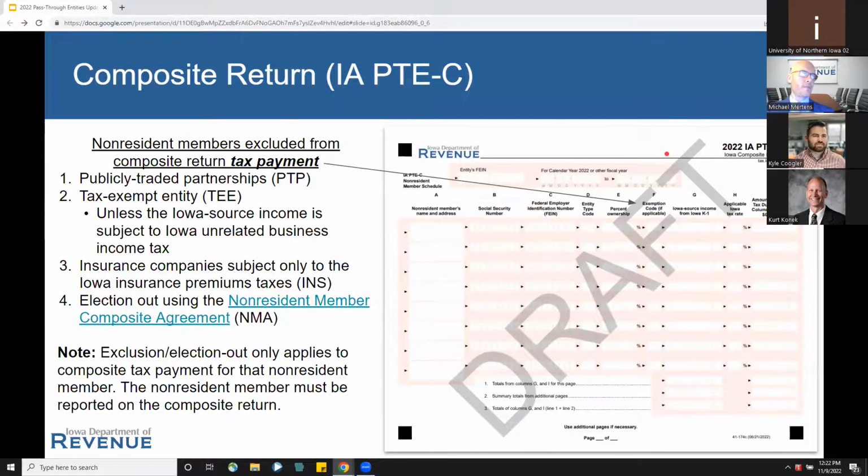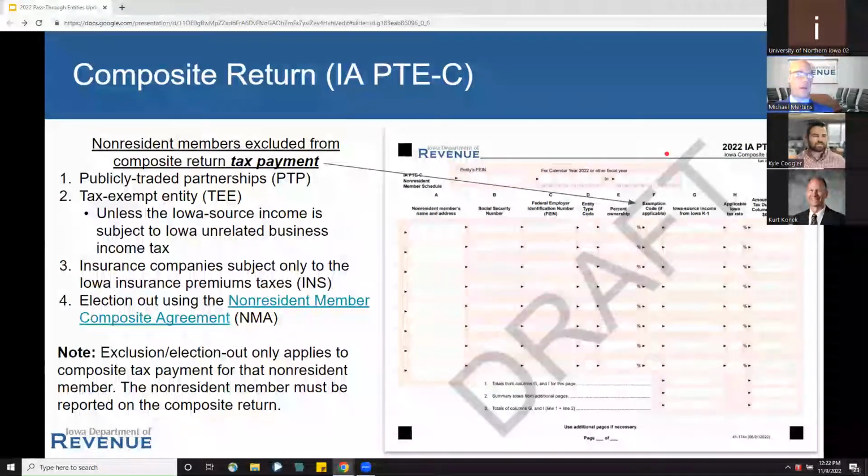So publicly traded partnerships, if you are a pass-through entity with a non-resident member that is itself a publicly traded partnership, those entities are exempt from the composite return tax payment requirements. You would record that exemption here in column F.